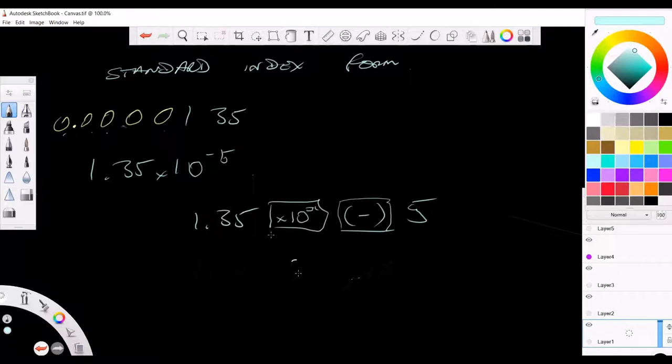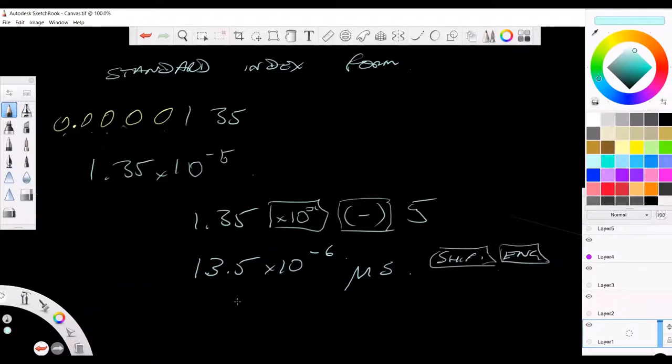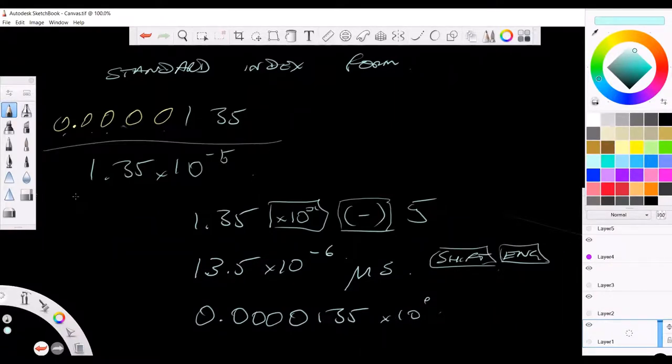Now, however, if I press shift ENG and then shift ENG again, it will tell you that this equals 0.00001 35 times 10 to the power 0. 10 to the power 0 is 1, by the way. Anything to the power 0 other than 0 is 1. So when it says times 10 to the power 0, that's with no index at all. That is the figure. We're multiplying it by 1, so it's not changing. So that's what I'd written up here, wasn't it? So that is how standard index form works on the negative side.